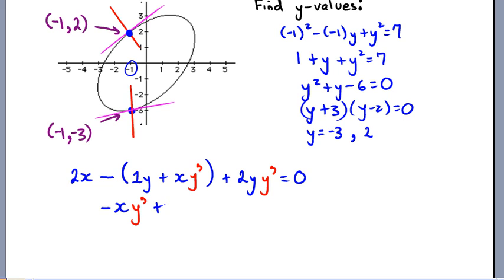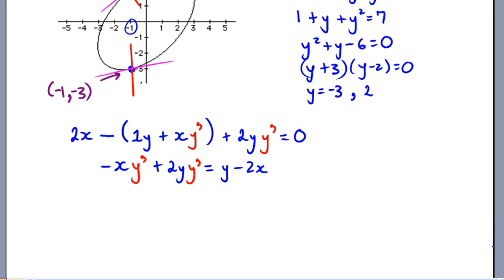Oh, plus a 2y y prime. And now all the other terms. Let's bail them out here. We'll have a y minus a 2x.